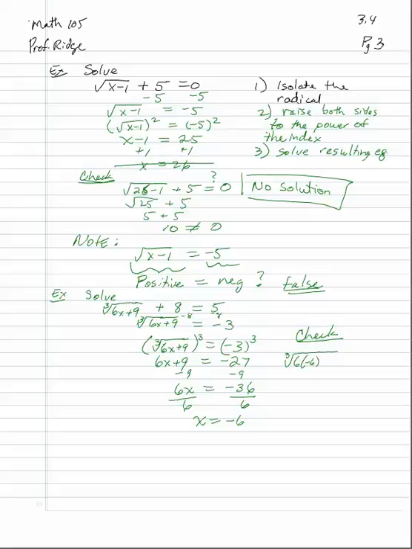Now, since it's a cube root, this is not that necessary. It's going to work. So we're actually just checking to see that we didn't make any math errors. So negative 36 plus 9, that's negative 27. Cube root of that is negative 3, plus 8, and that equals 5. Check. Okay.